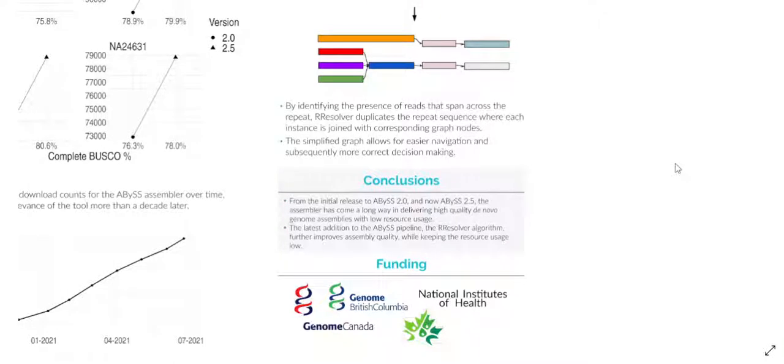And so in conclusion, from the initial release to ABySS 2.0 and now ABySS 2.5, the assembler has come a long way in delivering high quality de novo genome assemblies, and it is very good on memory usage. And the latest addition to the ABySS pipeline, the resolver algorithm, further improves assembly quality and still keeps the resource usage low.